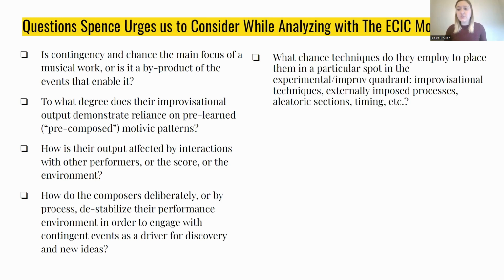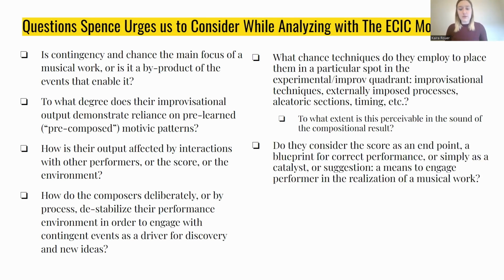What chance techniques do they employ to place them in a particular spot in the experimental improv quadrant? Improvisational techniques, externally imposed processes, aleatoric sections, timing. So just basically analyzing what really is going on that allows for freedom and chance in a work that is inspired by improv. And then to what extent is this perceivable in the sound of the compositional result? Is it always going to sound different to the audience? Is it always going to be the same, etc.?